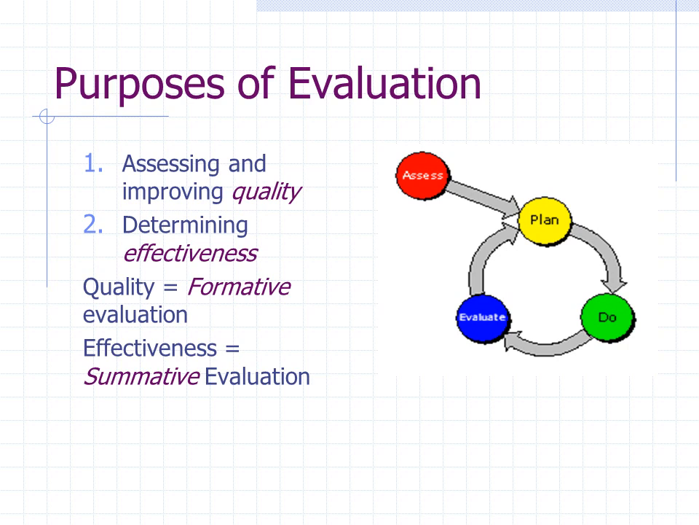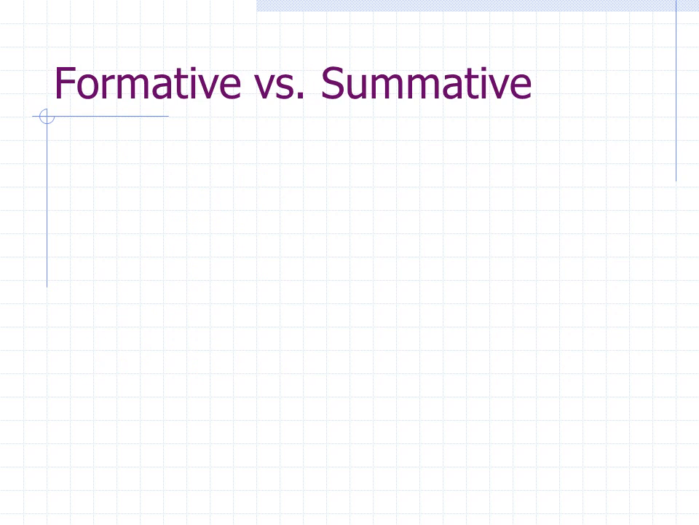And so in evaluation terminology, quality refers to formative evaluation processes and effectiveness to summative evaluation. So as we'll see here in a bit, formative are things that you do throughout the process, and summative, as it implies, are things that you do at the end to determine whether or not your programs have been effective.